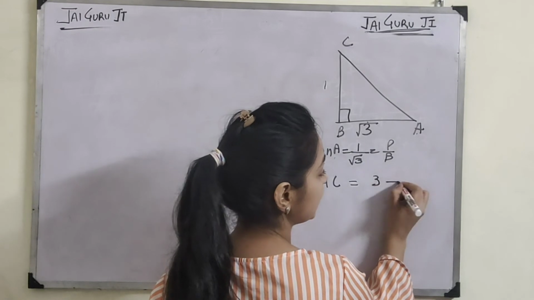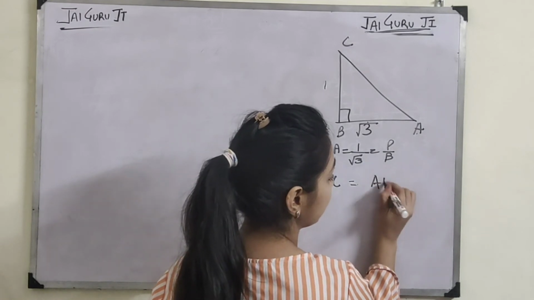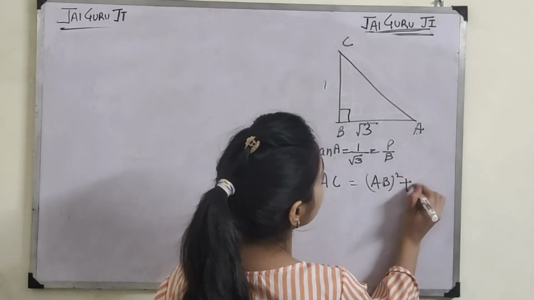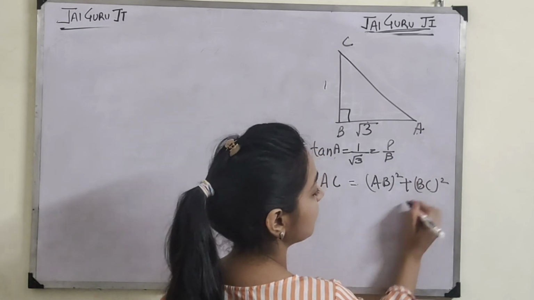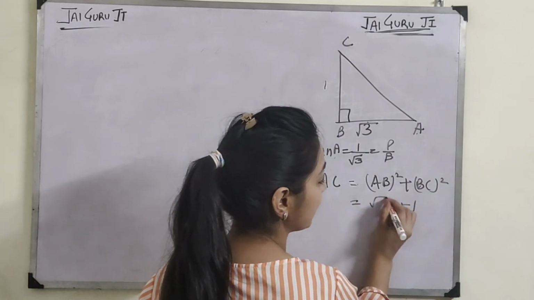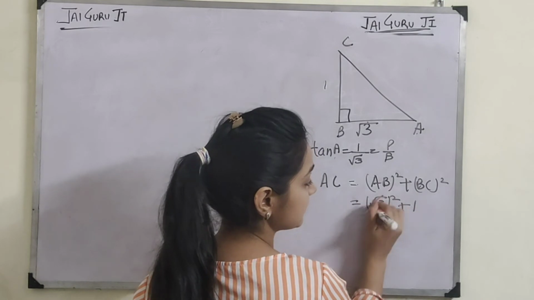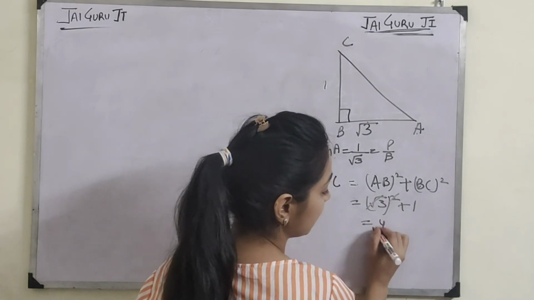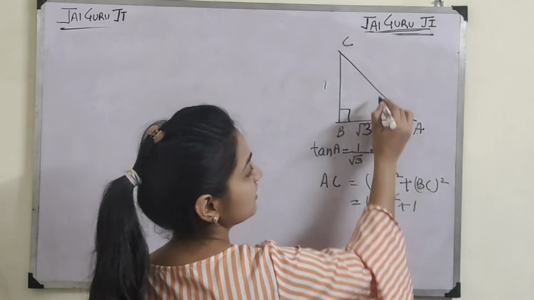√3 squared is 3. That is AB squared, base squared plus perpendicular squared. Perpendicular is 1, and √3 squared is 3. 3 plus 1 is 4. Under the root of 4 is 2. So this is 2.